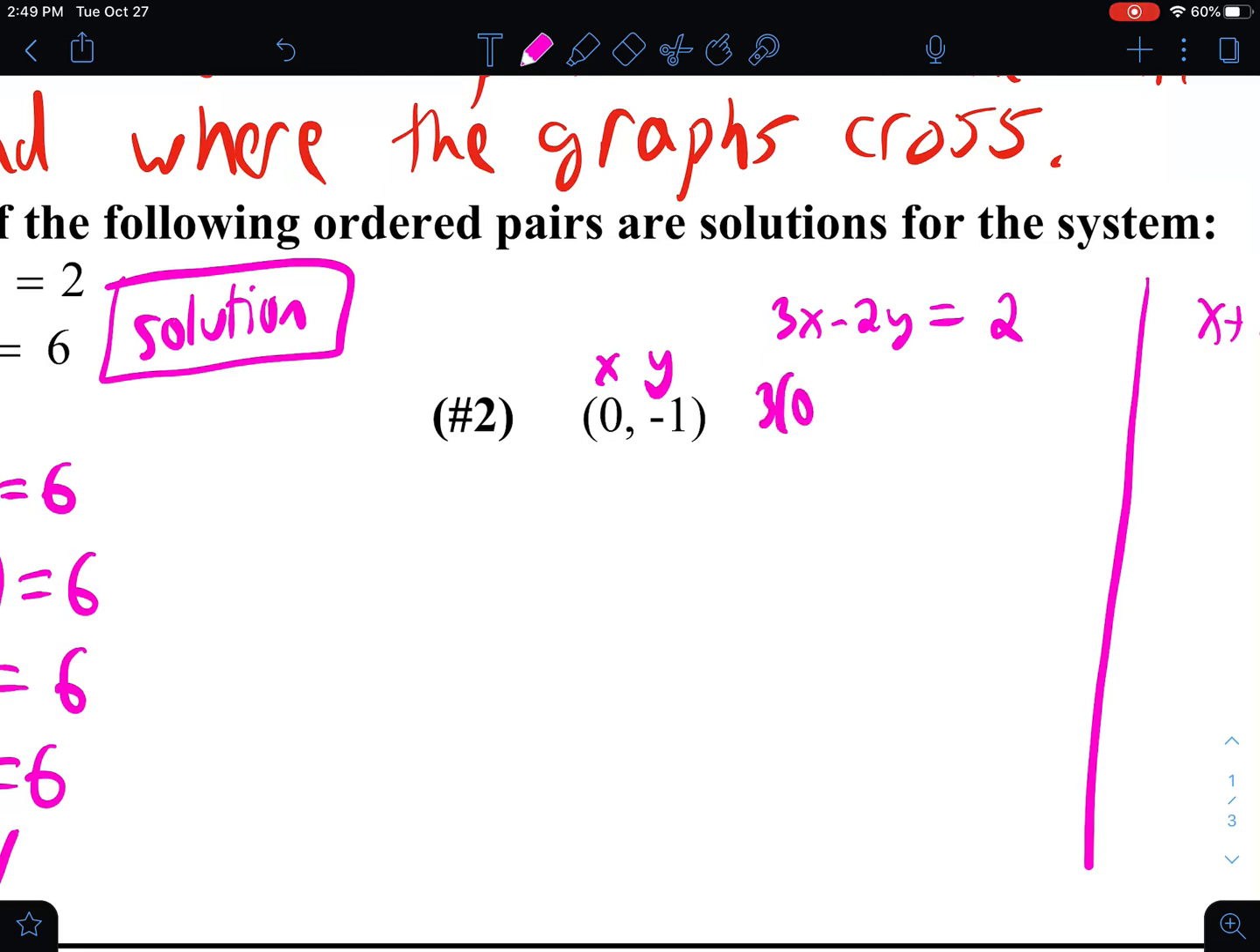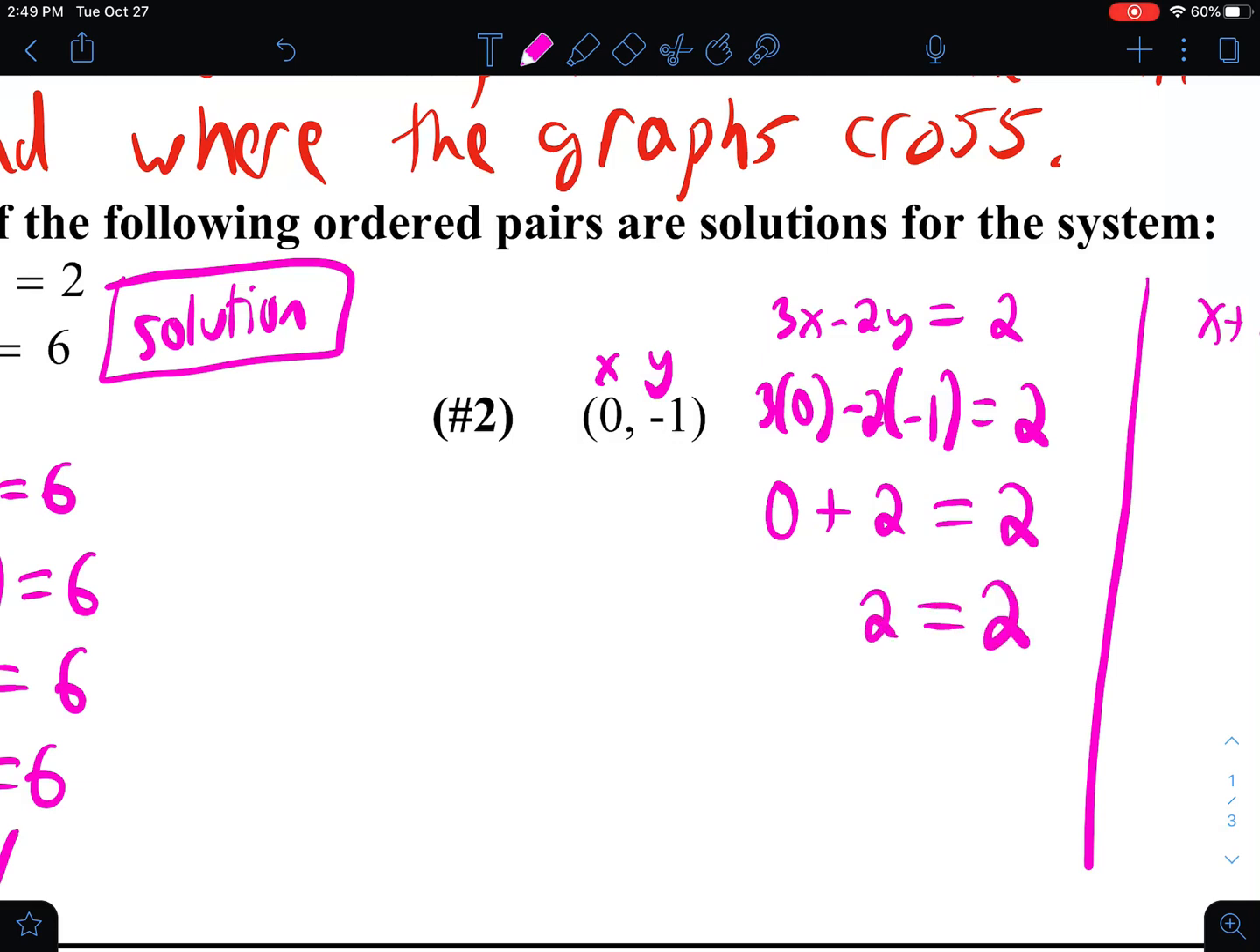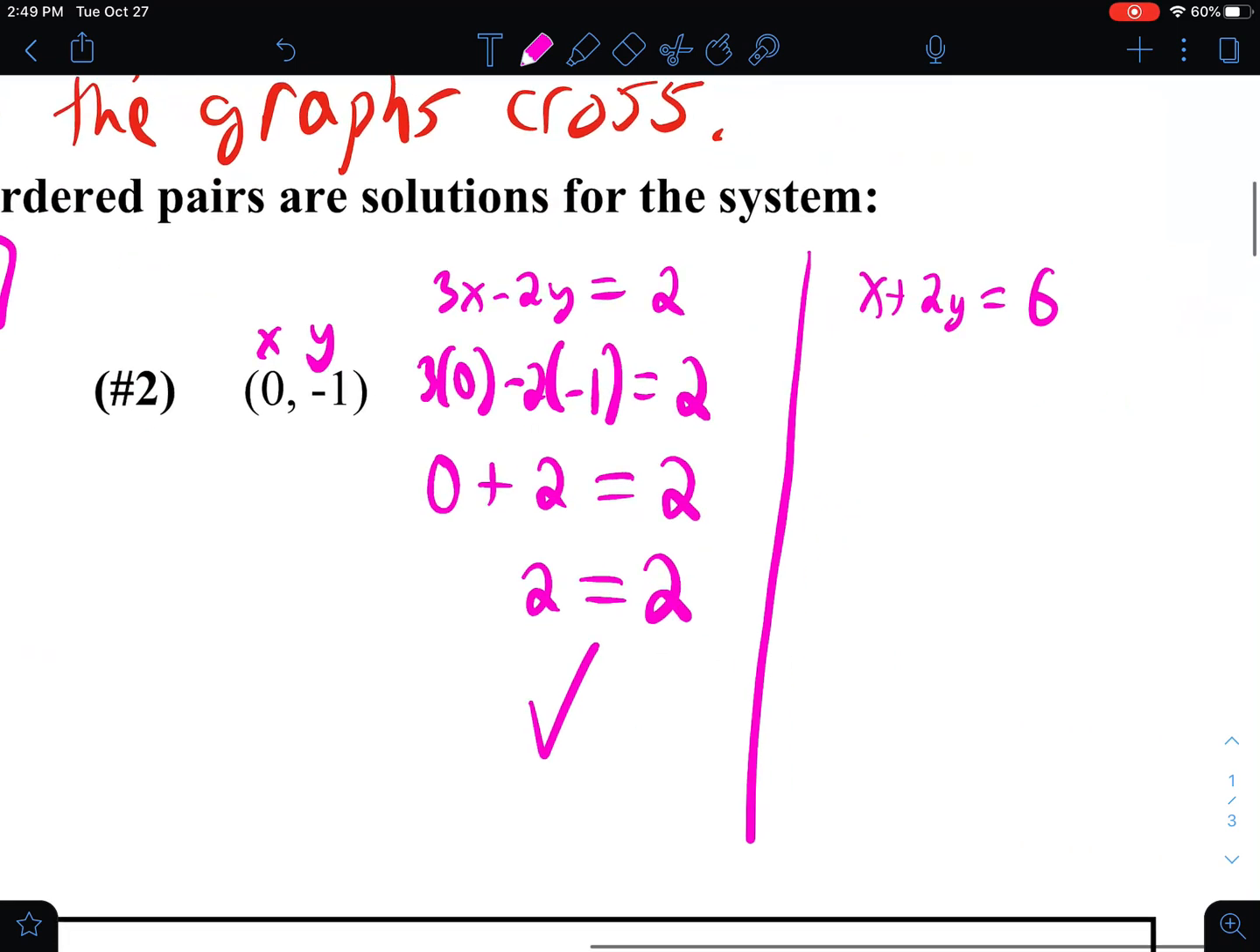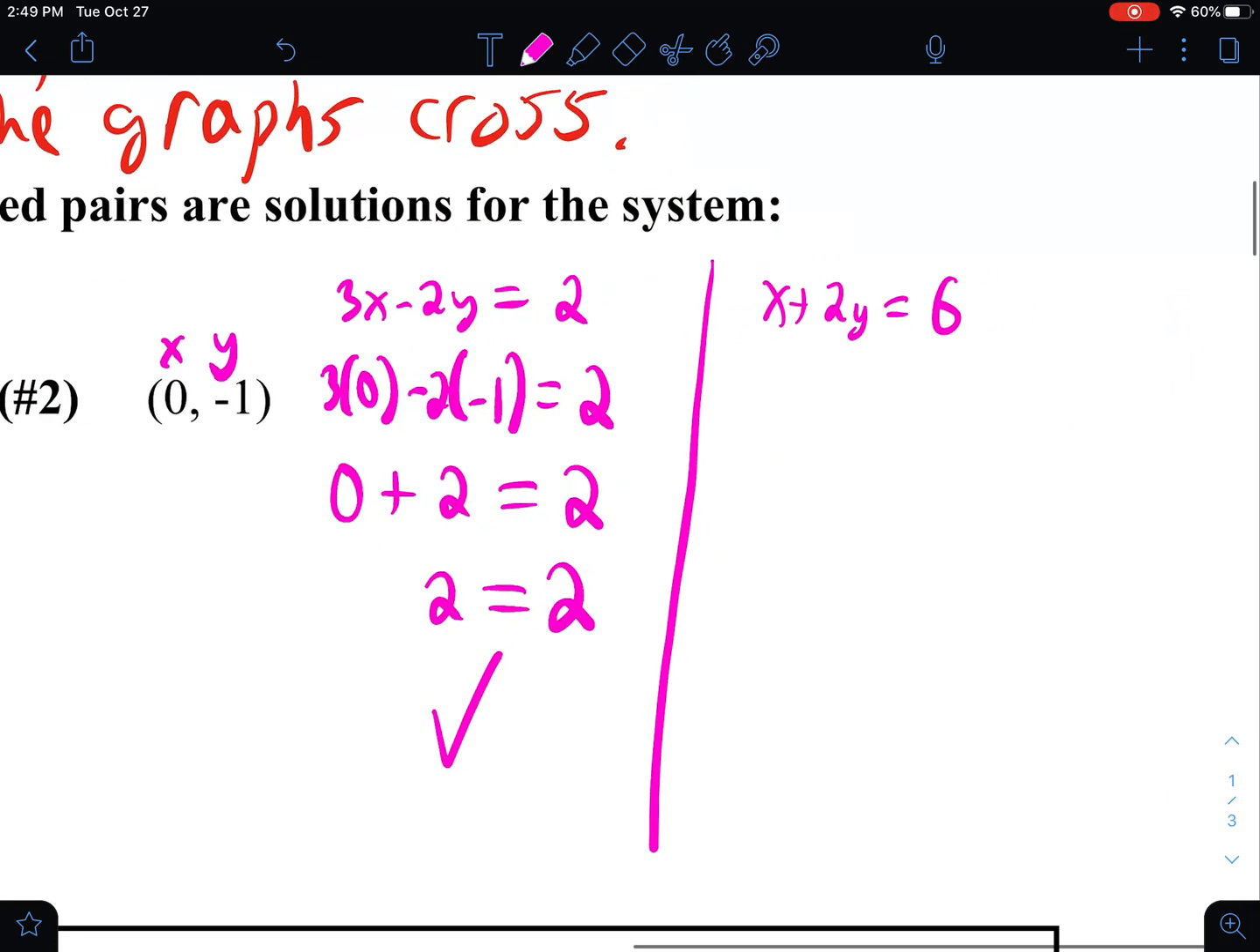So we're going to do 3 times 0 minus 2 times negative 1 equals 2. 3 times 0 is 0. Negative 2 times negative 1 is positive 2. What's 0 plus 2 going to be? Does 2 equal 2? That one's going to be a solution for that one. Let's check the other one now.